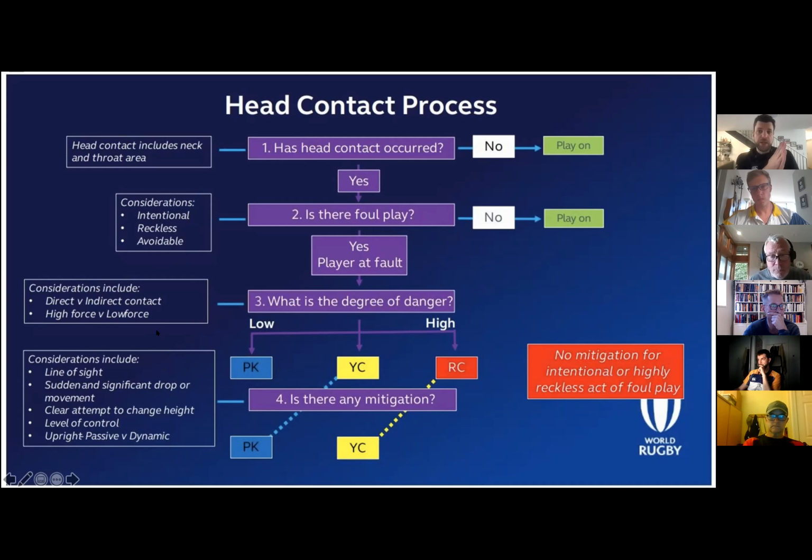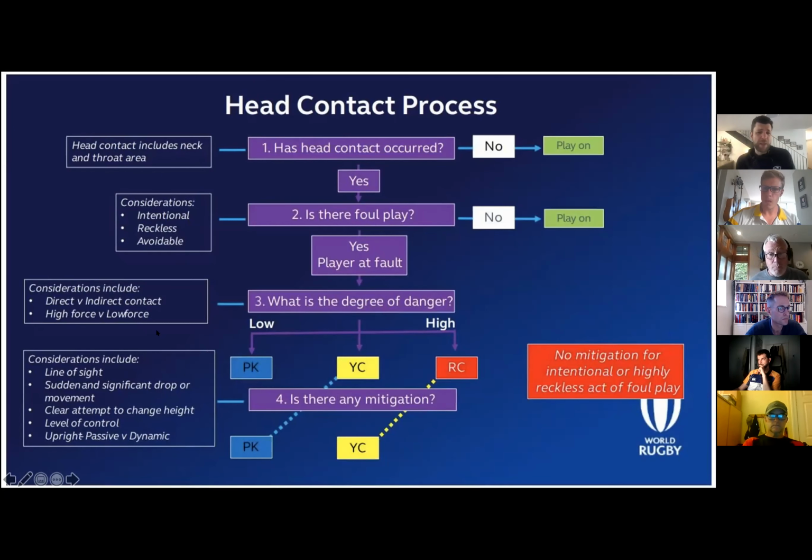Head-to-head contact will be one of those scenarios where often you may have a play-on situation where you simply have a head clash where two players can't avoid it. There's some clips here on World Rugby as well of players either jumping for the ball or in a tackle, and sometimes two players from the same team end up braining each other. Those kind of things are not considered foul play. Again, we go back to the framework.